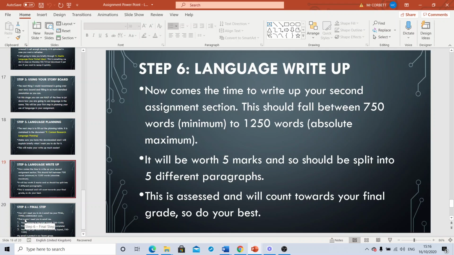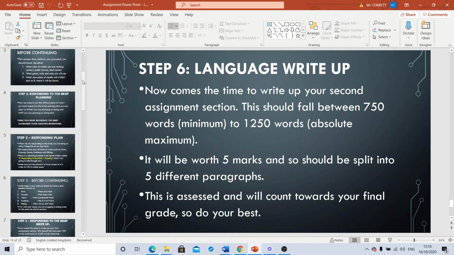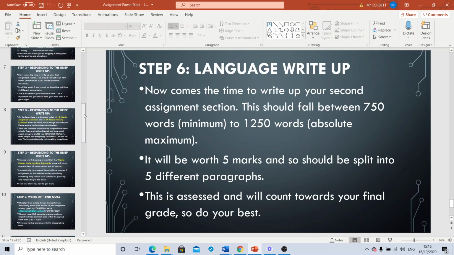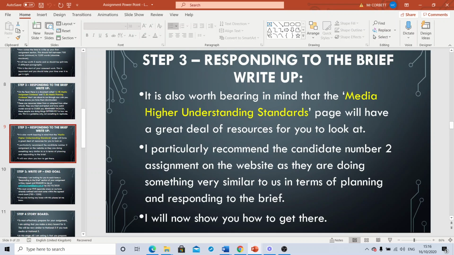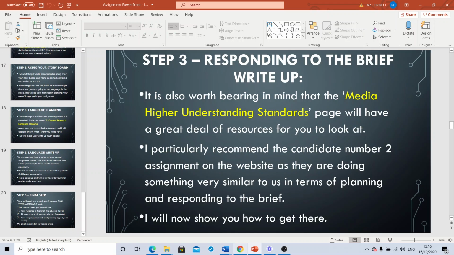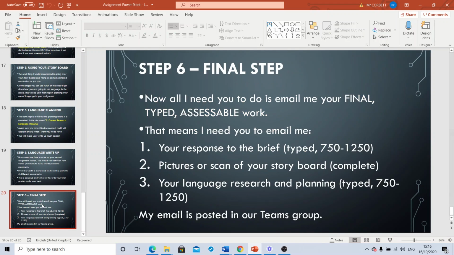The other thing I would recommend looking at here is checking out the Understanding Standards website that we ran through somewhere down here. It's under Media, Understanding Standards in step 3 if you want to revisit it. Again, you get some good examples of people who are doing very similar things to us and where they're picking up the marks, how they're picking up the marks, and why they're picking up the marks.